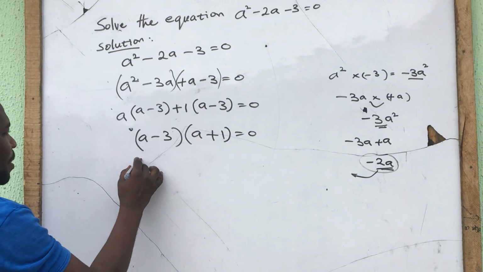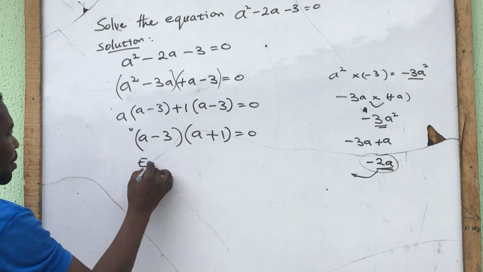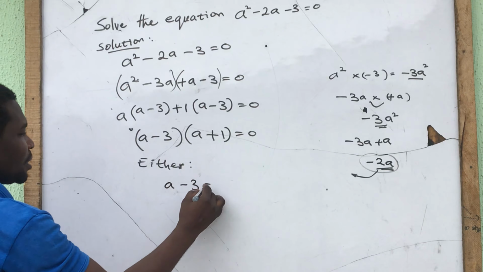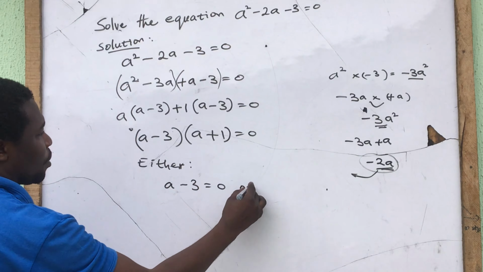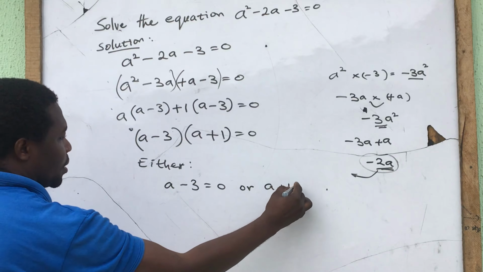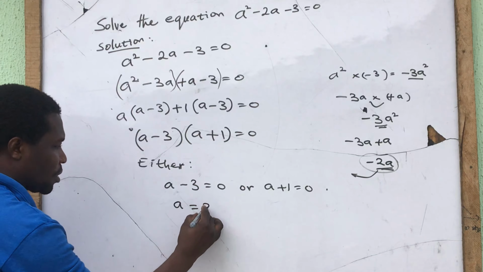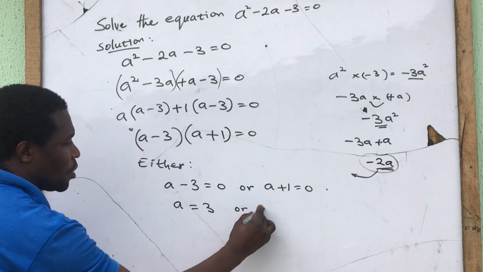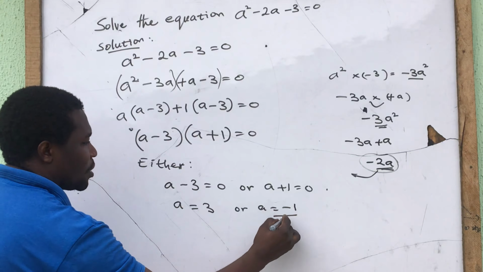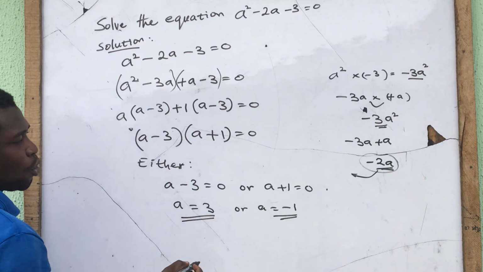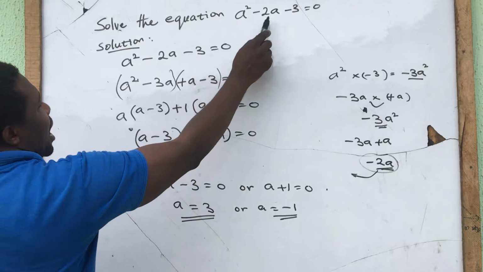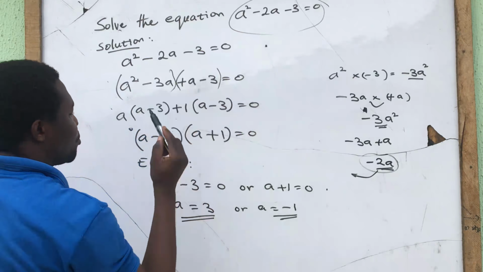So with this, either a minus 3 equal to 0 or a plus 1 equal to 0. So from that, a equals 3 or a equals minus 1. So these are the zeros or the roots of this quadratic equation.